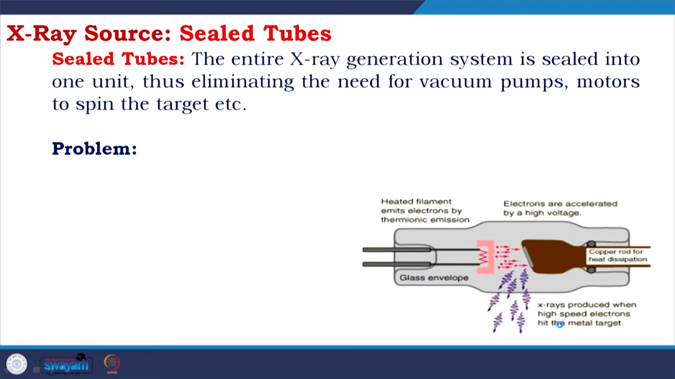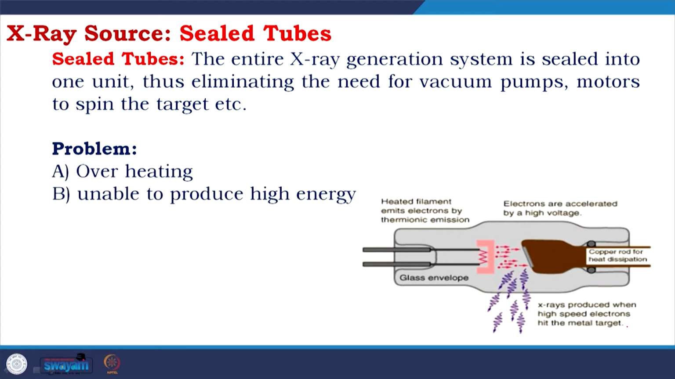Sealed tubes, we talked about sealed tubes, so I am not going into the entire details. They are one composition where the entire X-ray generation system is sealed into one unit, thus eliminating the need for a vacuum pump, motor to spin the target, etc. So, it is one composed unit where there is a heated filament which emits electrons by thermionic emission. The electrons are accelerated by high voltage. There is a copper rod for heat dissipation, and X-rays are produced when the high speed electrons hit the metal target.